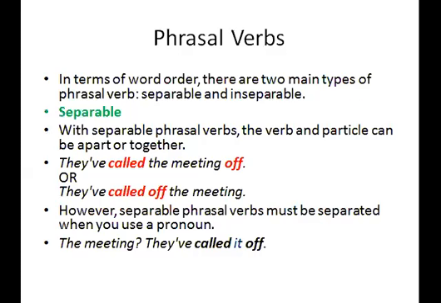Now, in terms of word order, there are two main types of phrasal verbs: the separable and inseparable. With separable phrasal verbs, the verb and particle can be apart or together, with the noun or the pronoun in between them. Look at the same example that we have used earlier. They've called off the meeting and they've called the meeting off. In both of these examples, the meaning of the phrasal verb remains the same.